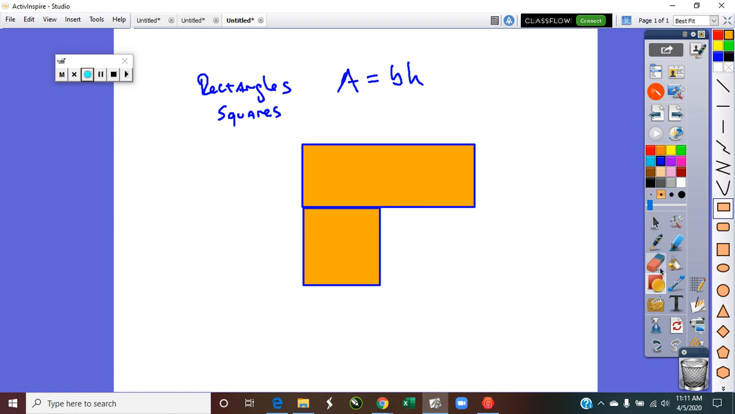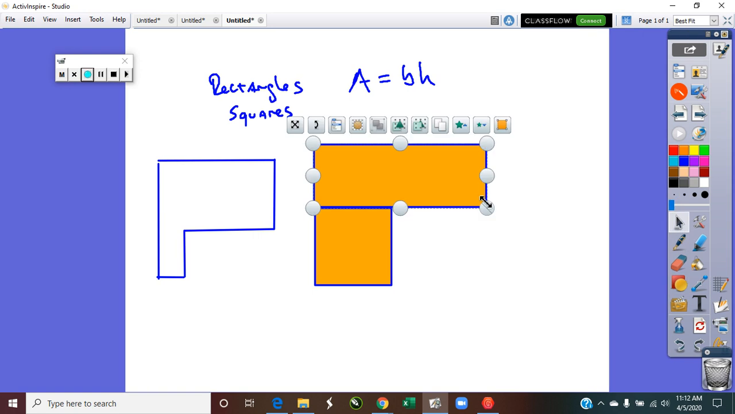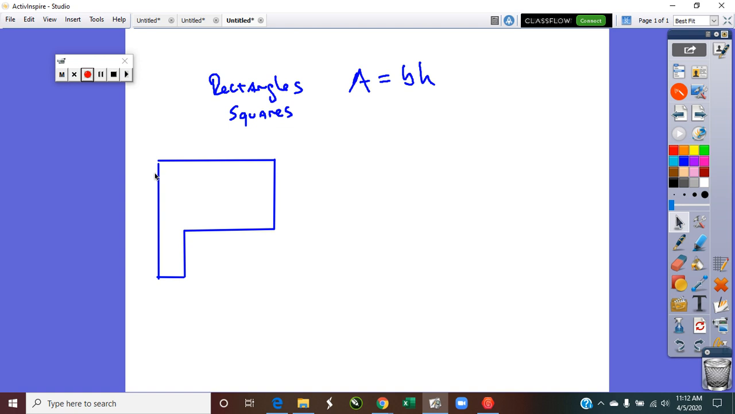What we're going to see are figures that are made up of these shapes, but they are one figure. This is not something that we have a single formula for. So we're going to have to think of this not as one big figure, but as two figures that we can break into things that we already know. So if I did that, I really have two rectangles here, right?